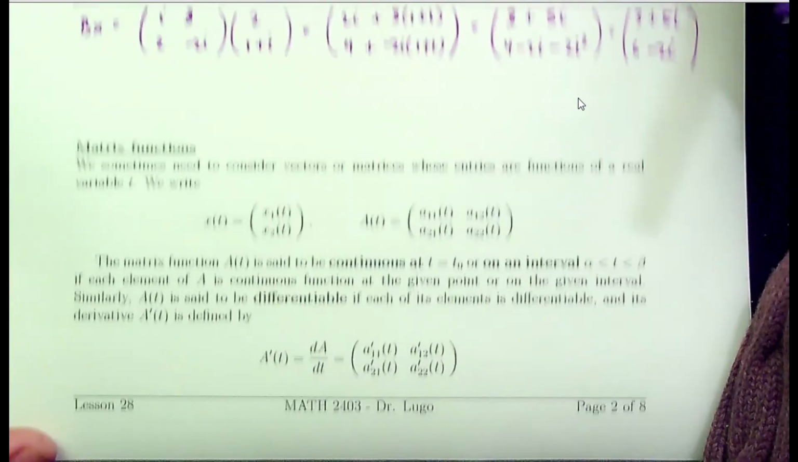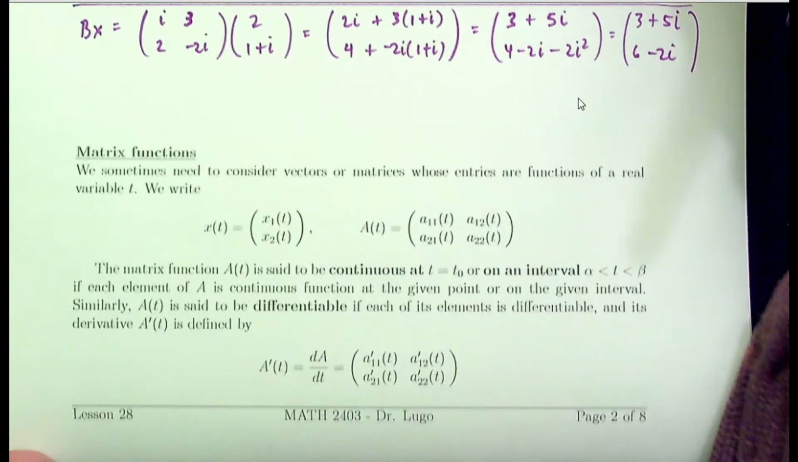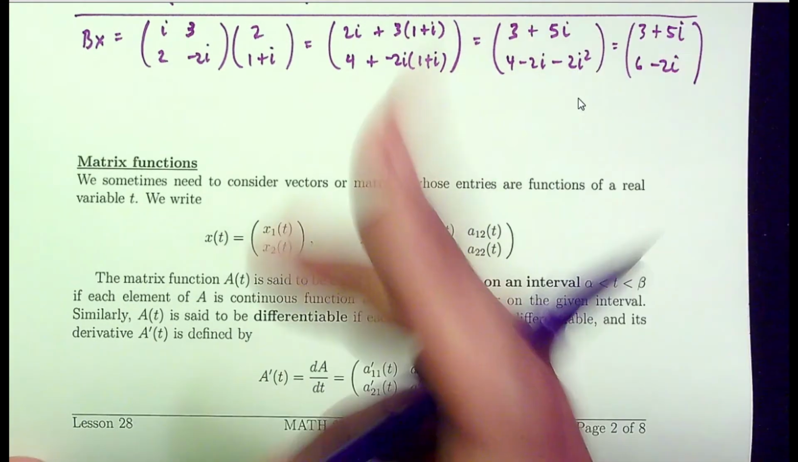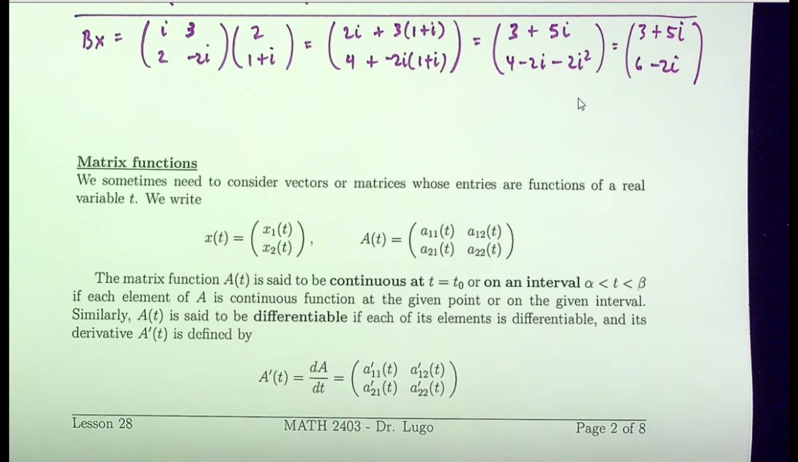Okay, another thing that you could have is matrix functions, meaning these are matrices or vectors where the entries are not just numbers, real numbers or complex numbers. The actual entries could be functions. So we call them matrix functions.